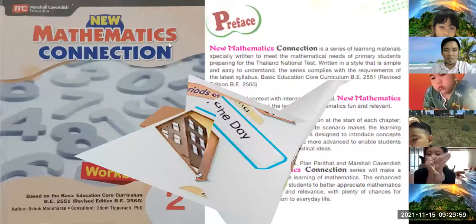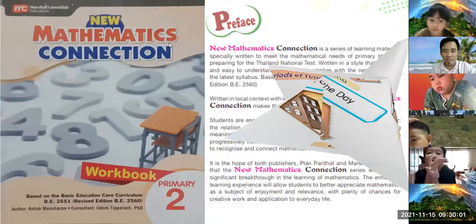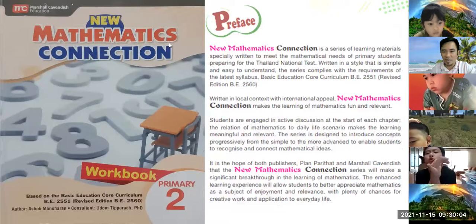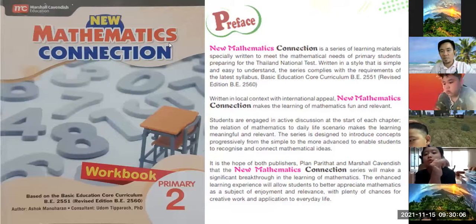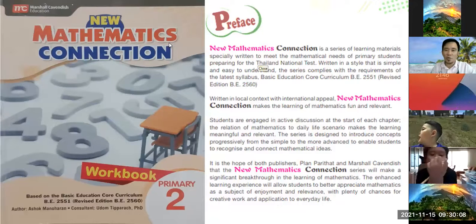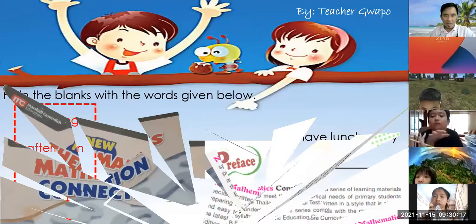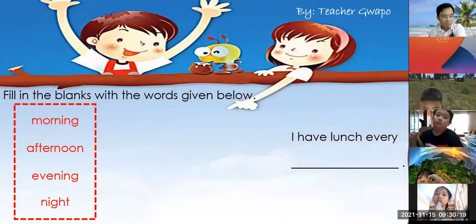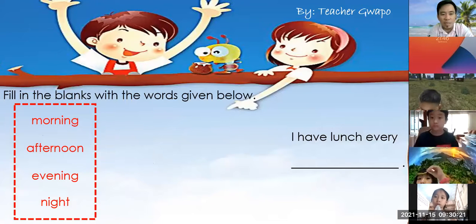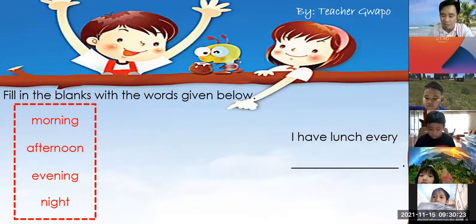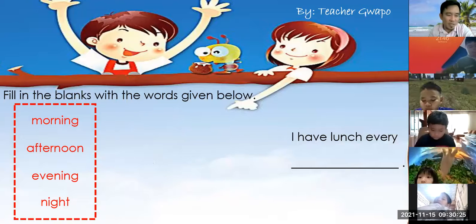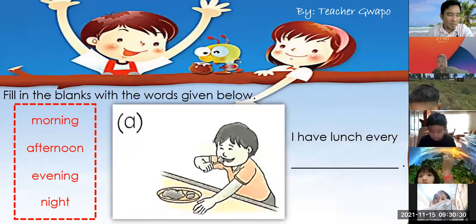Okay. Now everybody get your workbook and let us answer all together. Open your workbook on page 107. Now, the question there is you will fill in the blanks with the words given below. And I will show you some pictures here. These pictures are from your book. Now, this is the first question.